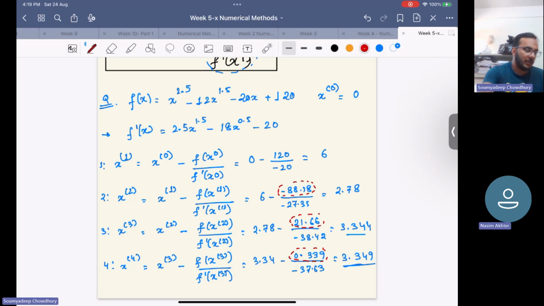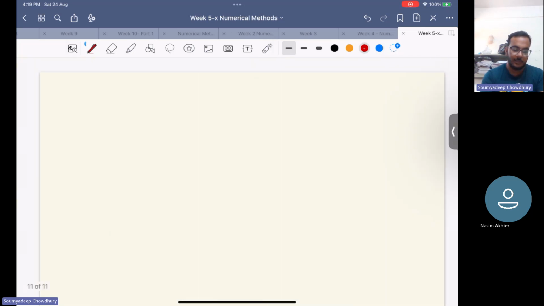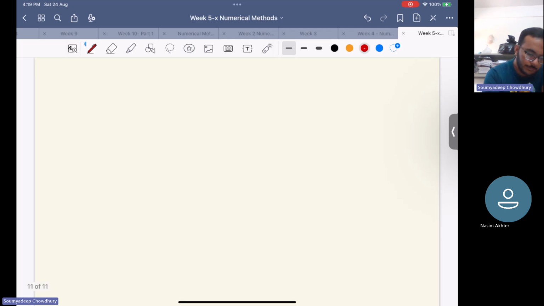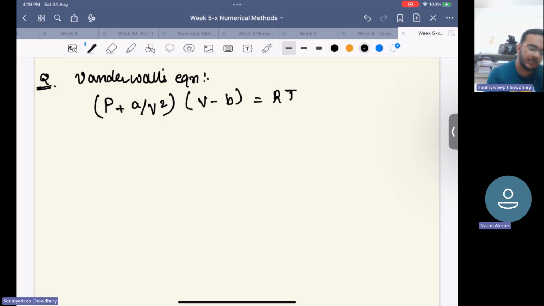Okay. So one more problem we will do in this Newton-Raphson. It is basically an application-oriented problem. So the famous van der Waals equation we know, right? We have studied it in our physics classes. So it basically gives a relation between P and V, that is pressure and volume. So this is the pressure, volume, and temperature. From the ideal gas equation, we basically have PV equals nRT.